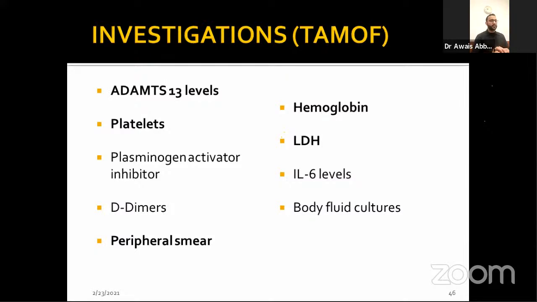A brief overview of the investigations of TAMOF. The important investigations highlighted are ADAMTS13 levels, of course, which is the main game changer behind the pathophysiology, and the platelet count, which is obviously included in the definition. We get a low platelet count and a low level of ADAMTS13. For supporting evidence, we can get a peripheral smear done, hemoglobin can be low, LDH is on the higher side, and other supportive lab evidence includes plasminogen activator inhibitor level, D-dimers, and body fluid cultures as well.